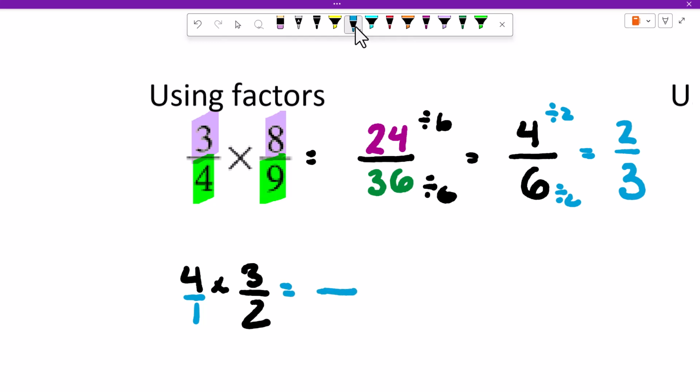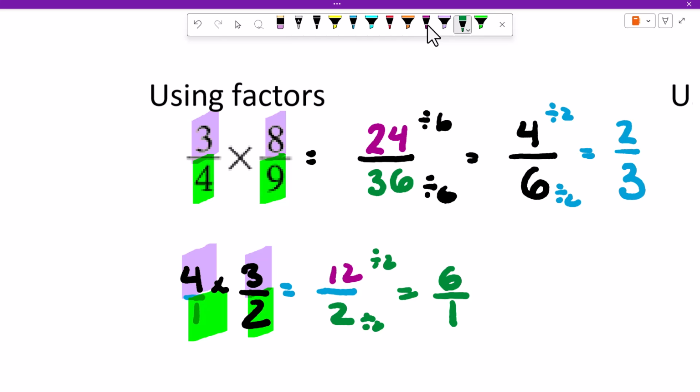And we multiply the tops together. 4 times 3 is 12. And 1 times 2 is 2. And you try to make it smaller. How can you make this smaller? You can divide it by 1. Well, dividing by 1 doesn't change it. Divide by 2. Okay. And you get 6 over 1, which just means it's 6.